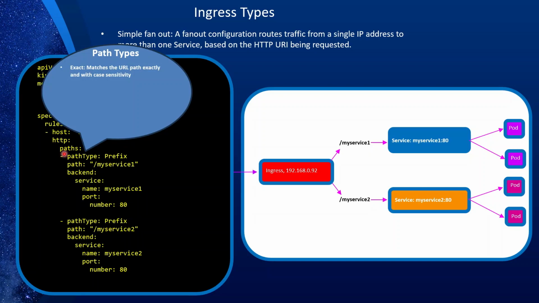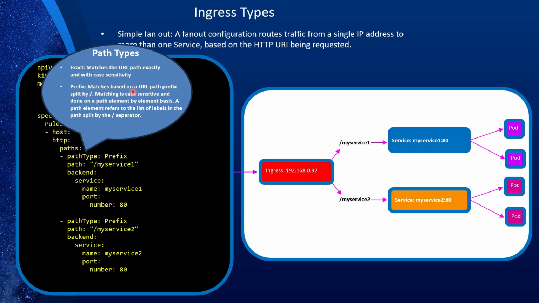There are two types of path. One is called exact, and it matches the URL path exactly, with case sensitivity. So if we specify /myservice1 and the type is exact, then they have to type exactly /myservice1, or exactly /myservice2. However, if we specify prefix, like we did here, it gives us more flexibility.